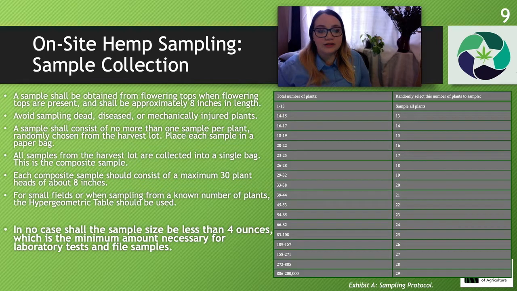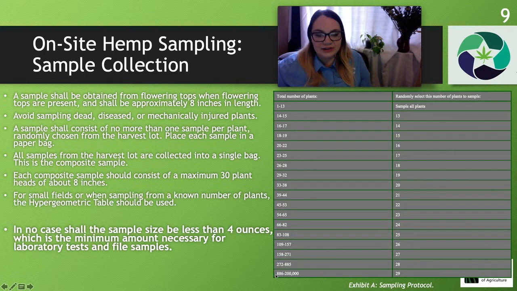And so for small fields, or if you know the estimated amount of plants, please use this exhibit, the hypergeometric table. It's Exhibit A as well. This explains how many plants you should sample for the size of the harvest lot. So for example, if someone had a really small field, like 10 plants, if you could see here 1 to 13, you would be sampling all of them. So you'd be sampling all 10 plants, and you would be collecting the flowering tops from all 10 plants.